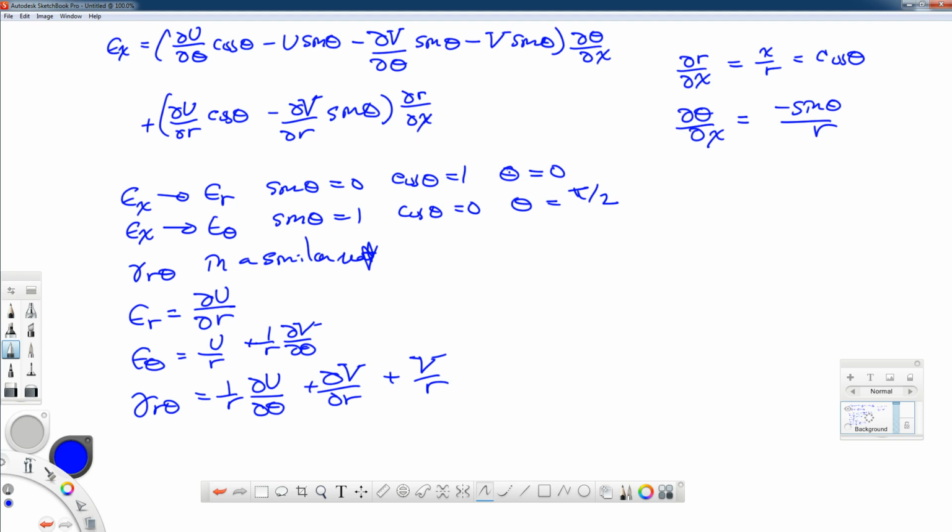Alright, so the next thing we'll look at then is a couple solutions that are axially symmetric problems, and then we'll get to look at our plate with a hole.